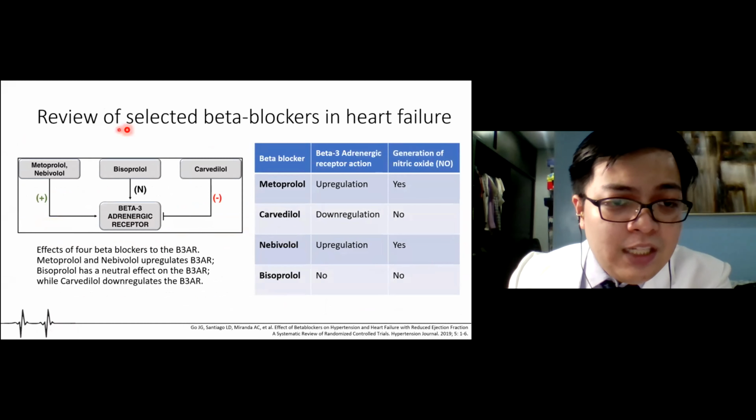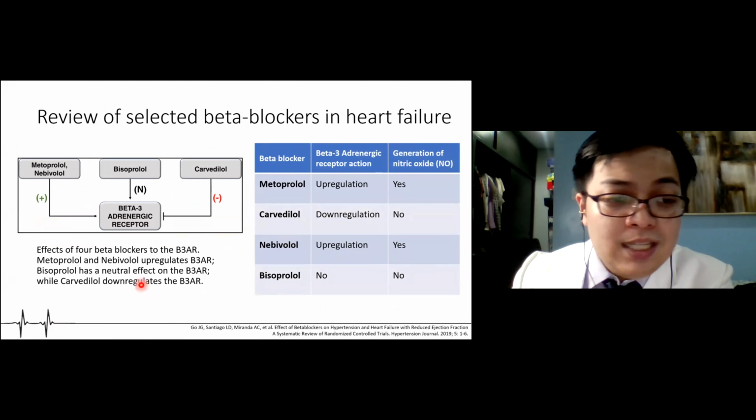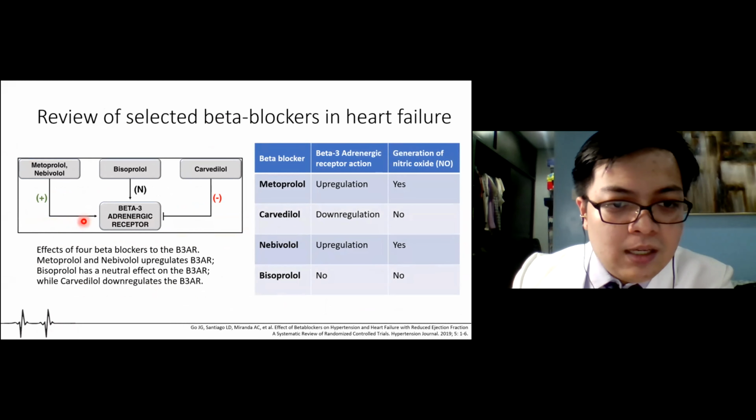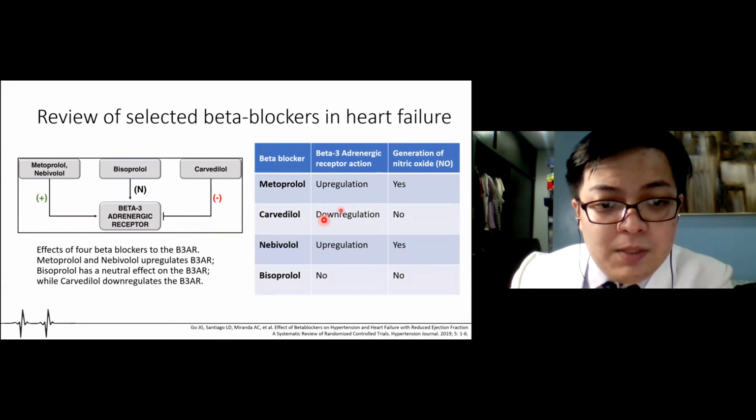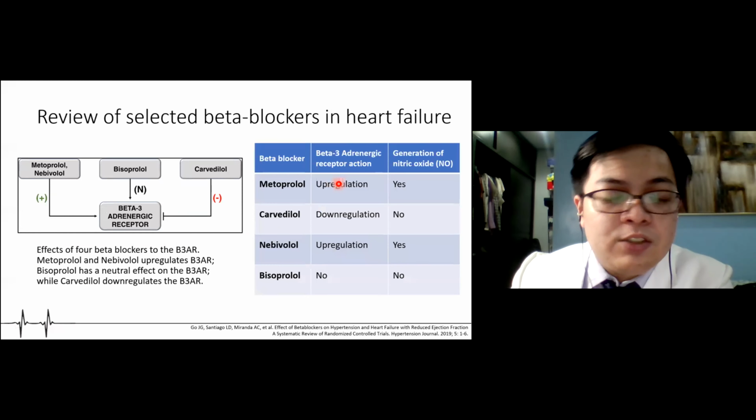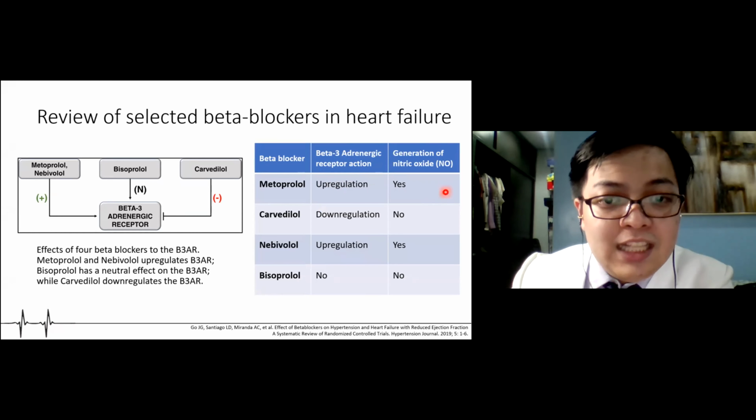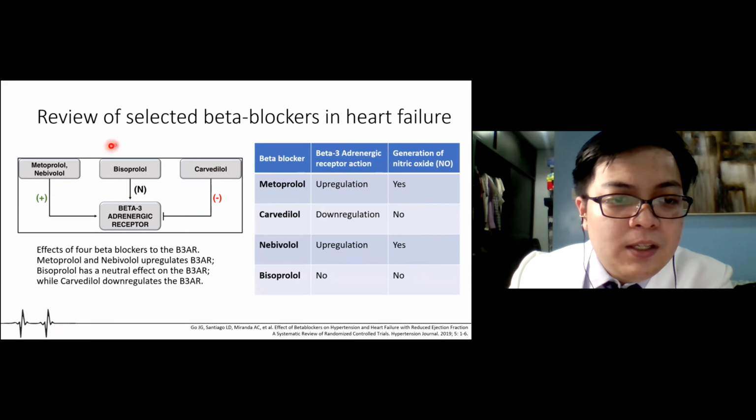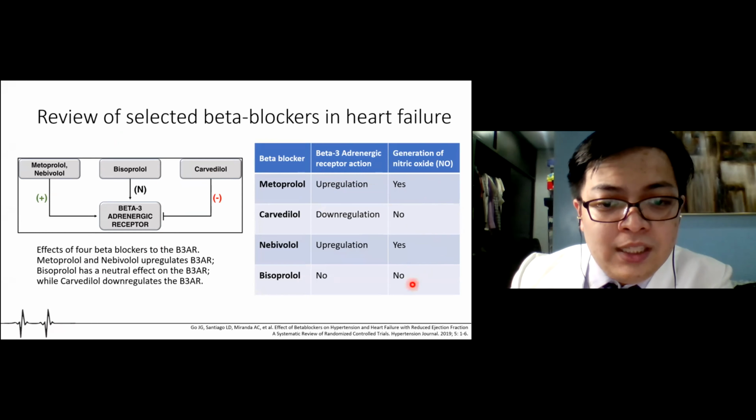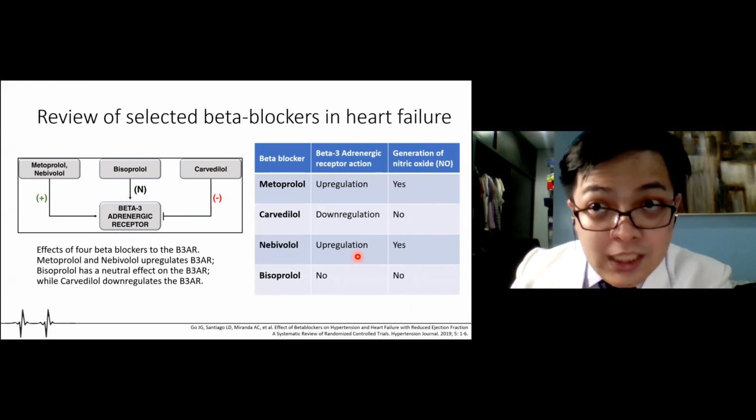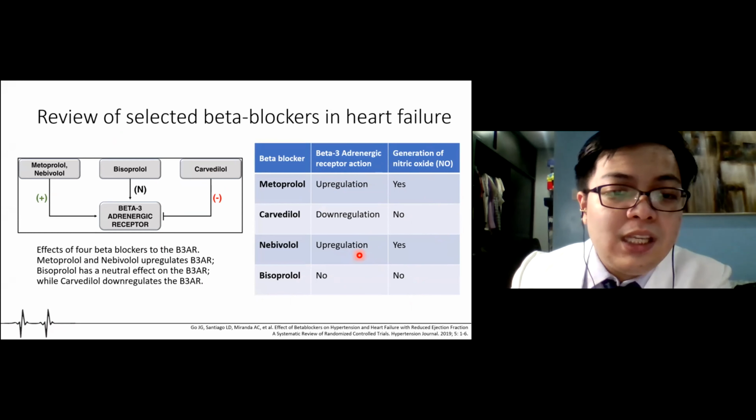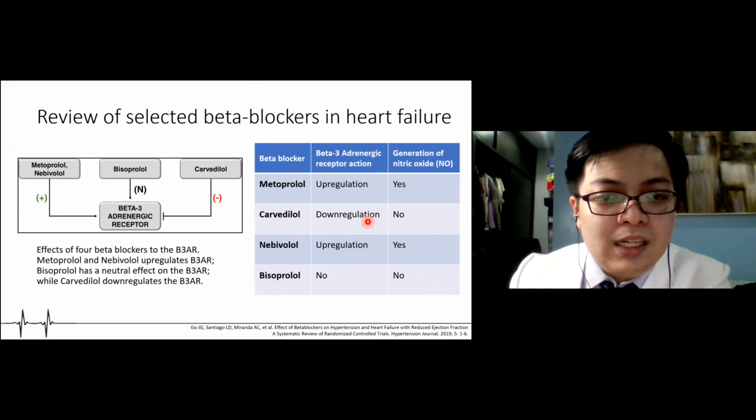So in the medication review here in this slide, what we've seen is that metoprolol and nebivolol have upregulation of your beta 3 adrenergic receptor action and they generate nitric oxide. Your bisoprolol and your carvedilol do not generate nitric oxide, with bisoprolol being neutral in its effect on beta 3 and carvedilol showing downregulation of the beta 3 adrenergic receptor.